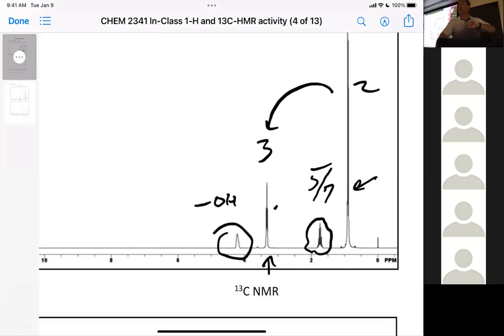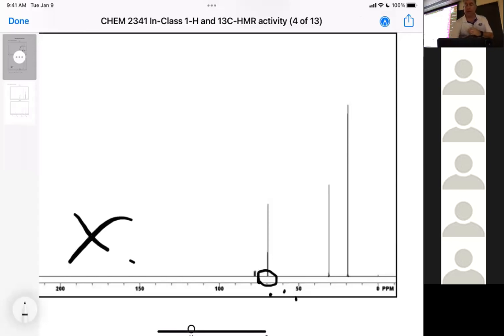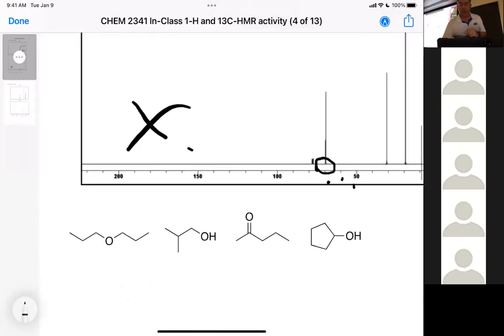All right, now let's go look at the carbon NMR and see what we get. We have a total of 1, 2, 3 signals, okay? And the highest one is right here at 50, 60, 70. So do we have a carbonyl? No, no carbonyl right here. So now let's look at our choices again. One of our choices is a carbonyl. Can't be that one because there's no carbonyl in the carbon NMR. Okay, it can't be this one. Why?